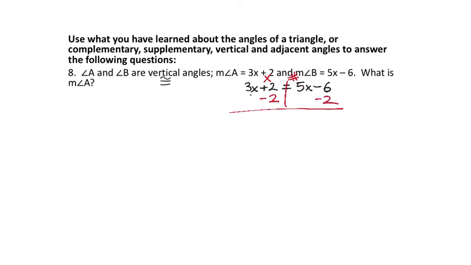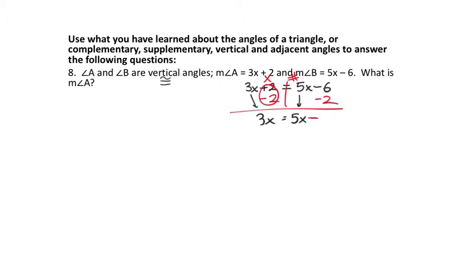So that does work, though. We're going to drop the 3x. 2 minus 2, that's going to be 0. This will equal, we'll drop the 5x. And then we got negative 6 minus 2. Remember, the operation will determine the sign of the term.